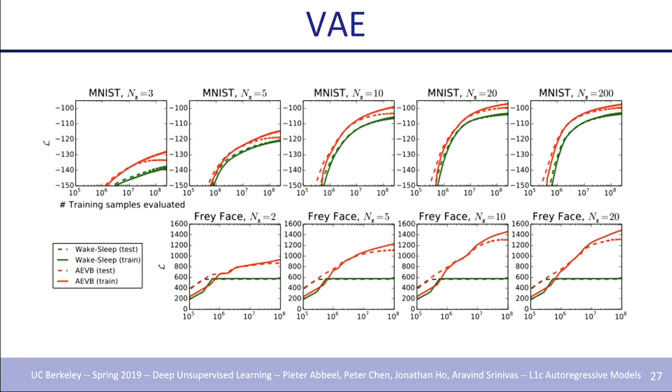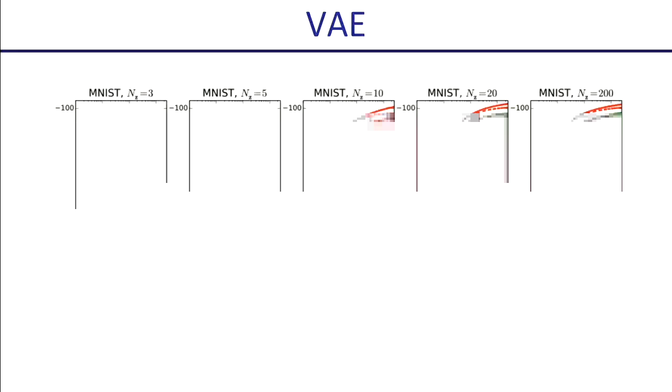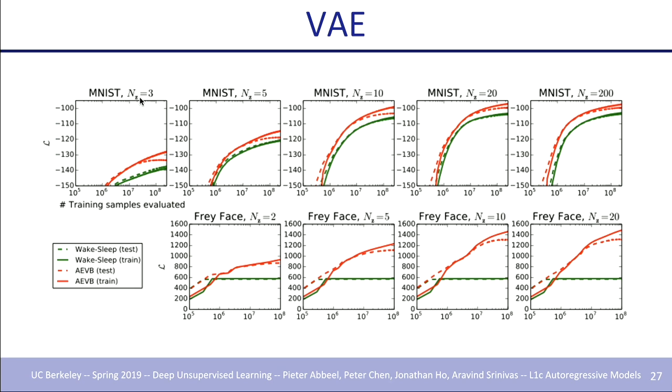So here are the results from the original VAE paper. AEVB is auto-encoding variational Bayes. That was the title of the paper. Wake-sleep is the algorithm that Pieter described. So it's evaluated on two different data sets, MNIST and Frey Face. Frey Face is just a bunch of, I think, 2,000 faces of this researcher named Brendan Frey. So let's see. Nz is actually the dimensionality of the latent space, the number of latent variables.